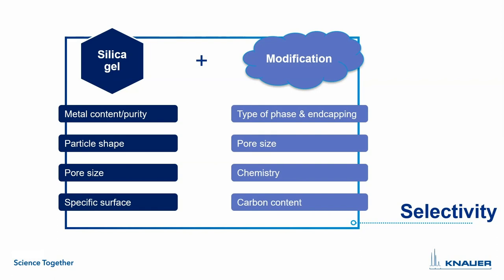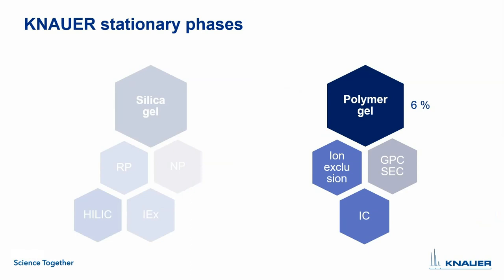Okay, on the other hand, there are polymer gel based stationary phases. As you saw, it's only around 6% of the KNAUER columns sold in the last years. And really nearly all of them were these ion exclusion columns. These are columns typically used for analysis of organic acids and sugars and carbohydrates. So typically used in the food industry. They are really interesting because they are so long lasting. And because the GPC, SEC and IC columns don't play a major role for KNAUER, I will focus now on these ion exclusion columns.